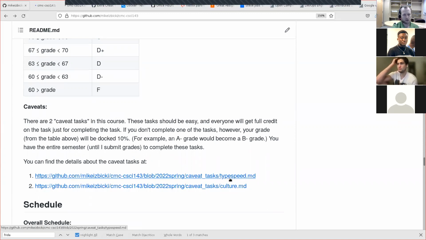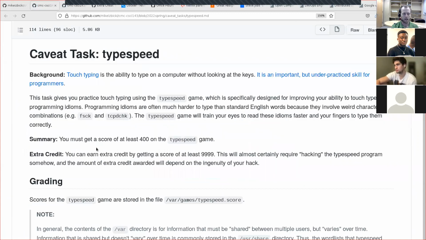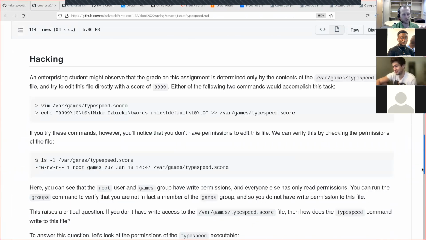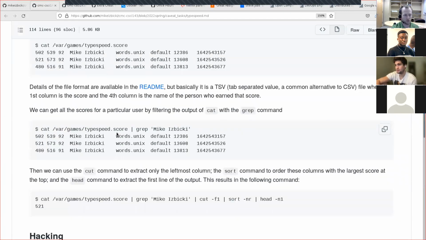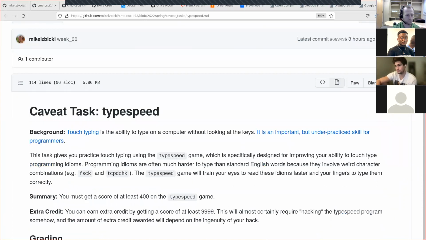The first task is the type speed task, which the first lab will go over in detail, about what it's requiring you to do. But it'll give you some basic exposure to, or practice with, terminal commands and help you build up your touch typing speed a little bit.